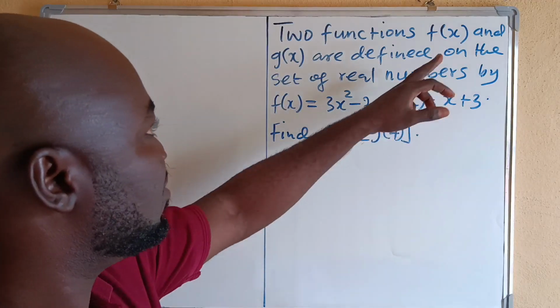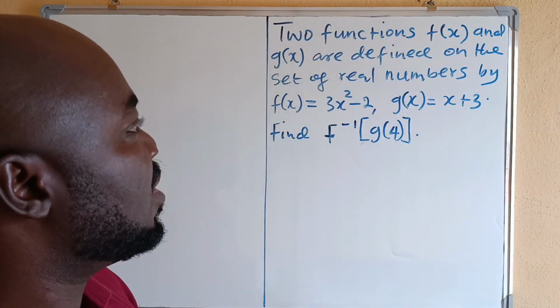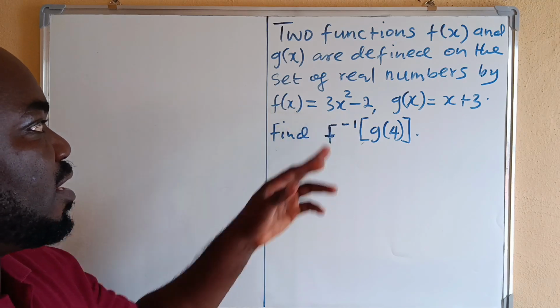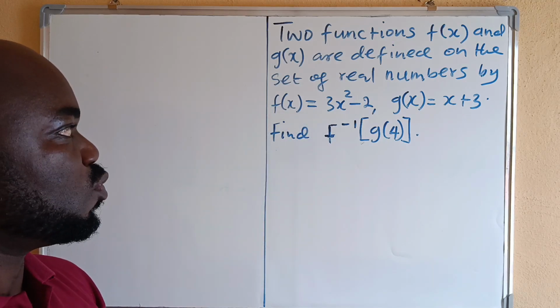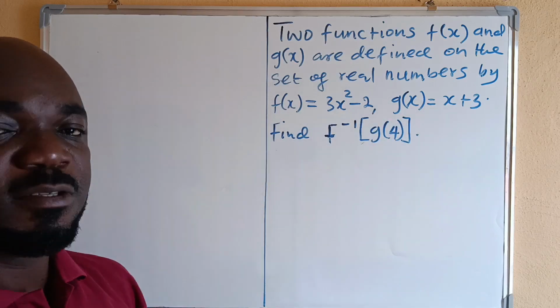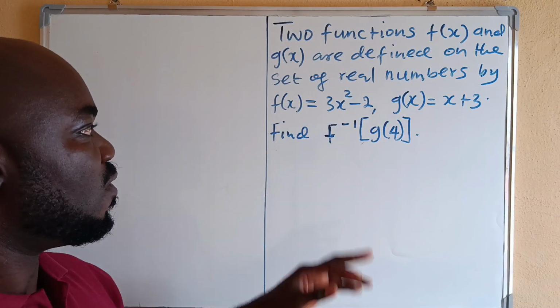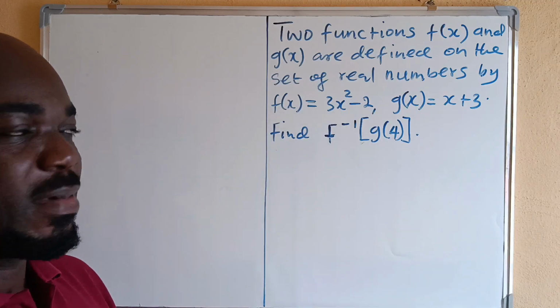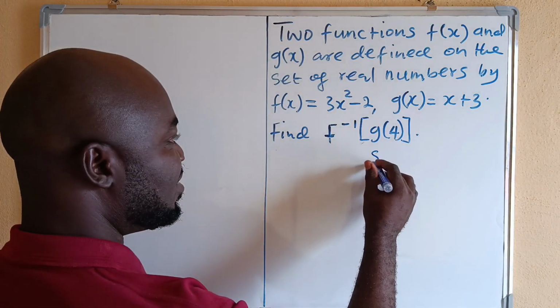Two functions, f of x and g of x, are defined on the set of real numbers by f of x is 3x squared minus 2, and then g of x is x plus 3. We're asked to find the value of the f inverse of g of 4. Okay, so how do we solve this?